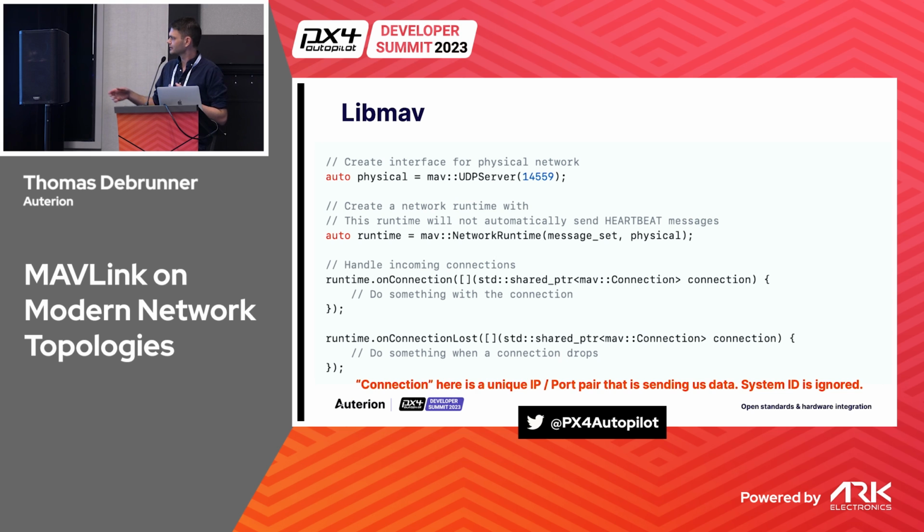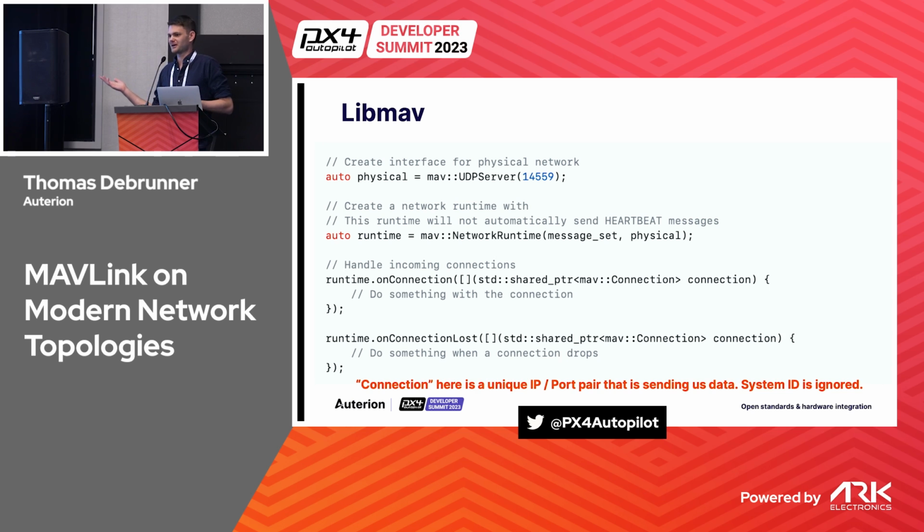Here we do this network runtime, which opens the ports and sets up the networking for you. And then there's this on-connection callback, called whenever somebody connects to your MAVLink endpoint. Traditionally, on-connection would have been called whenever a new system ID connected to your endpoint, no matter which IP it came from. But we changed that. Here, on-connection is really a new physical IP connection, or a new IP port combination that has tried to reach you. So it's now based on IP networking.